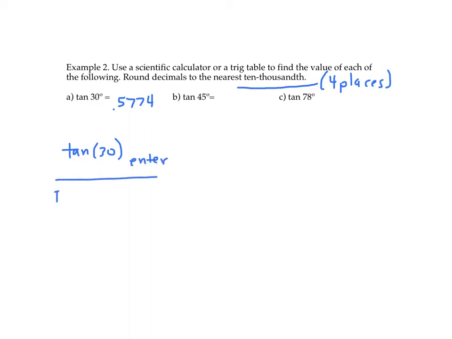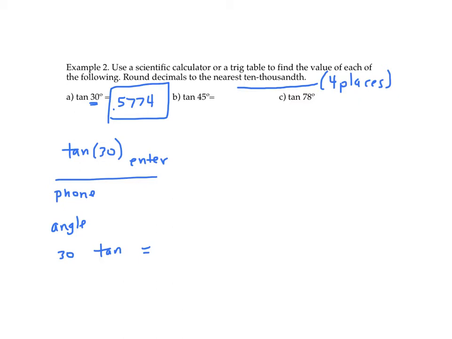On the phone, most of the scientific calculators on the phone want you to type in the angle first. So you would type in 30, and then press tangent, and then press equals, okay? If you're using the trig table, you would look up 30 degrees, look to the right for the tangent column, and then this is the decimal that you would see.